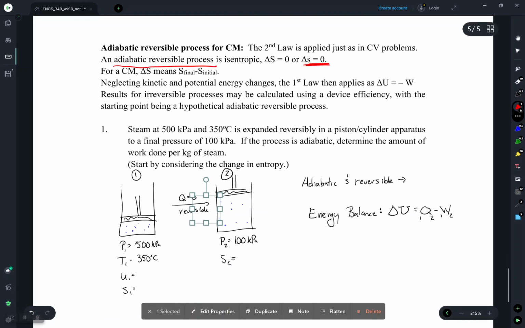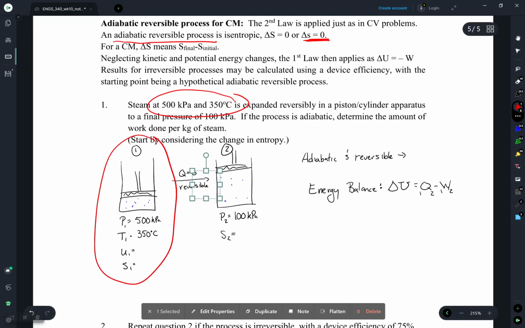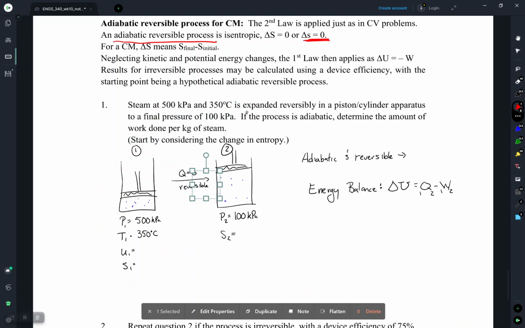If we then have some process like this, so let's say we have an initial state, 500 kPa and 350 C. So we've shown that, this initial state down here. If we look at now that expanding reversibly in a piston cylinder apparatus, and we know that the process is adiabatic, we can determine then the work done per kilogram of steam.